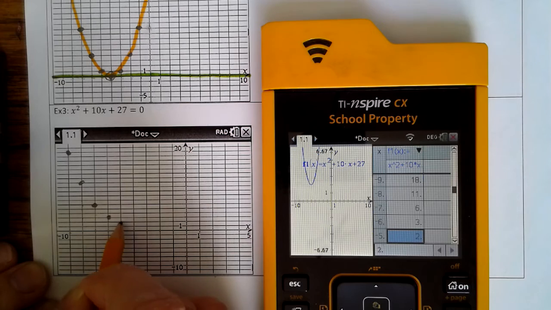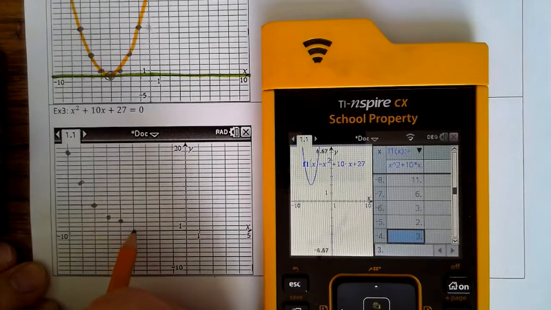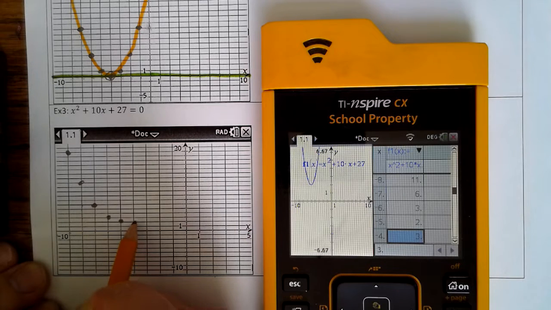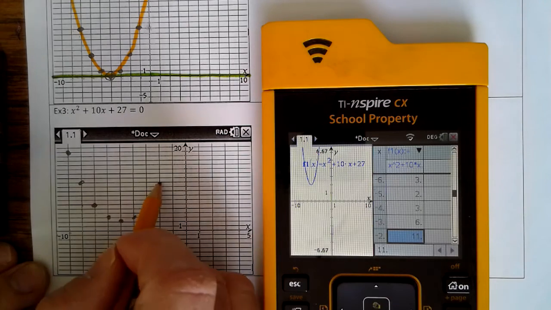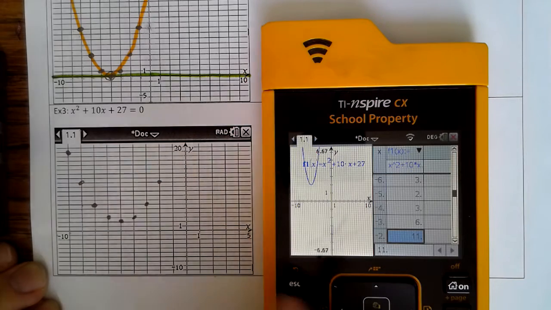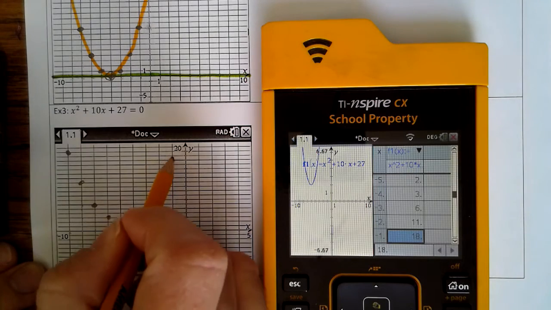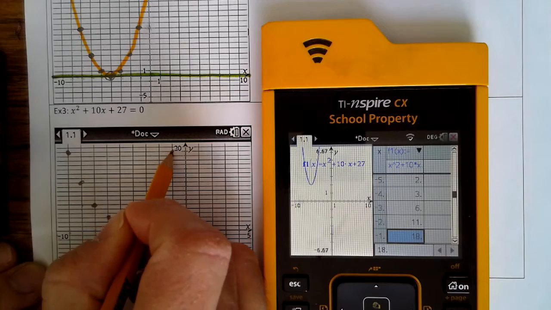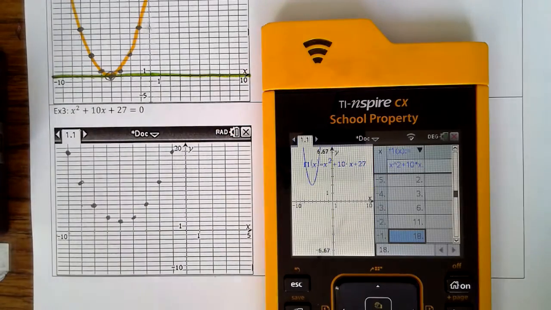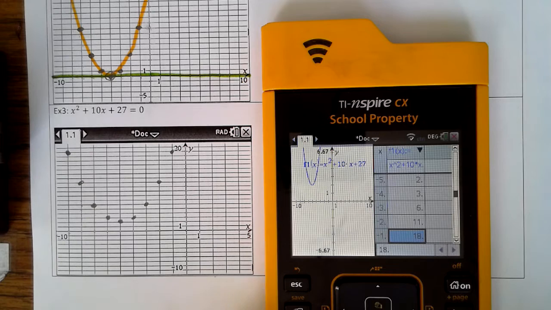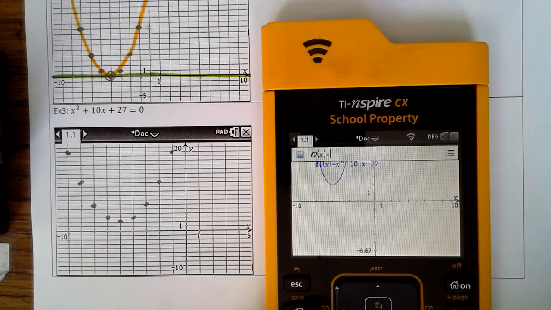-4, 3. -3, 6. -2, 11. And -1, 18. All right. Now press Control T. Let's press Tab and graph 0. Press enter. So we have a horizontal line there.